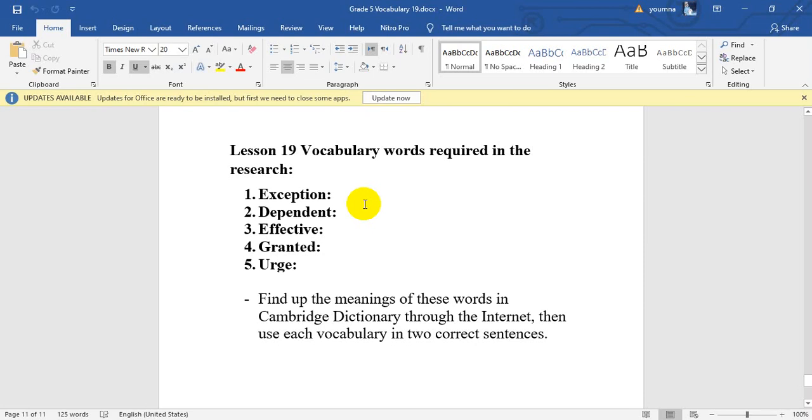Okay, I hope that you understood everything. Try to prepare your research. Every time we have vocabulary, I'm going to give you 5 words to prepare until at the end of this quarter I want a research out of 20 words that I'm going to ask you to do. The definition or the meaning of each word from the Cambridge Dictionary, and to put each vocabulary word in 2 correct sentences.